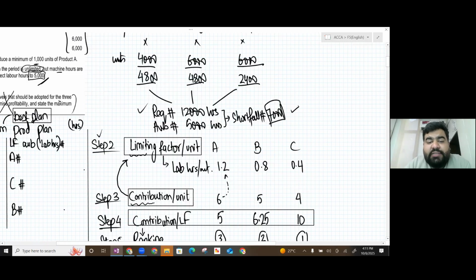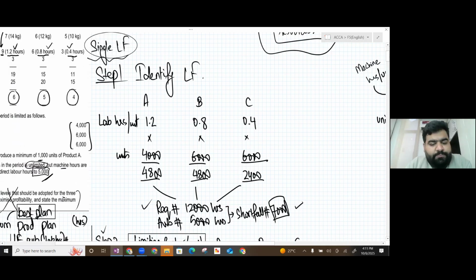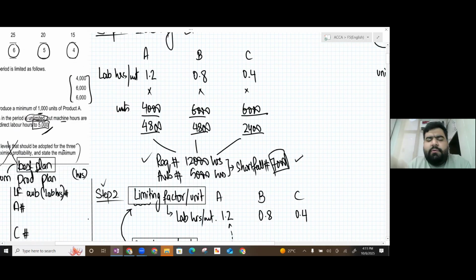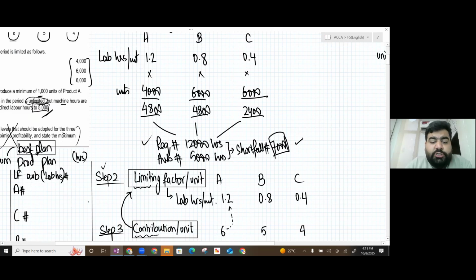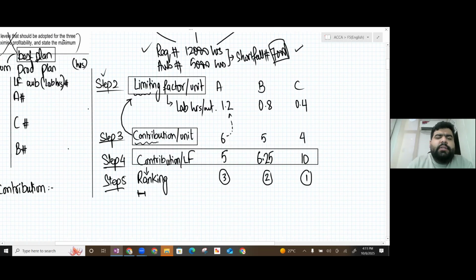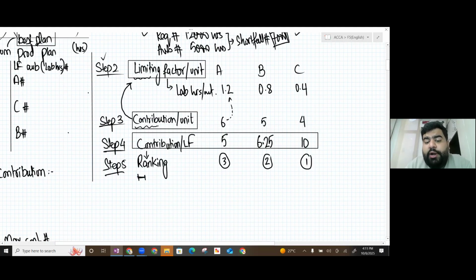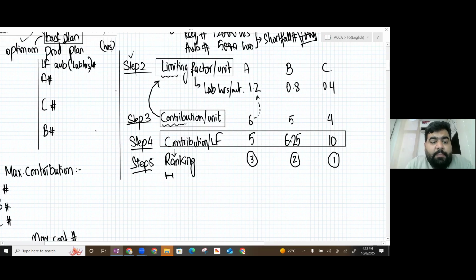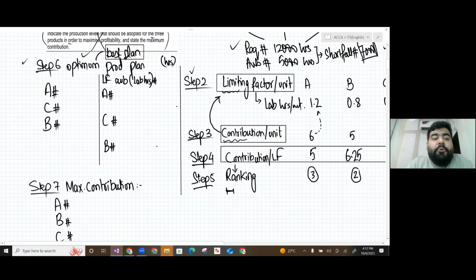Still on step 5, just revise the concept. First, identify the limiting factor. It can be machine hours, material quantity, labor hours. You have to identify that; sometimes it's given in the question. Second, limiting factor per unit. Then write contribution per unit, and divide the step 3 answer by the step 2 answer. You will get contribution per limiting factor. Now you know how much contribution per limiting factor each product gives, and from those values you do the ranking. The product with the higher contribution per limiting factor you rank first, and then rank accordingly. Now, step 6 is actually the optimum production plan.